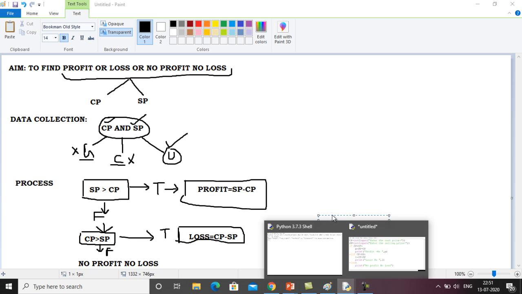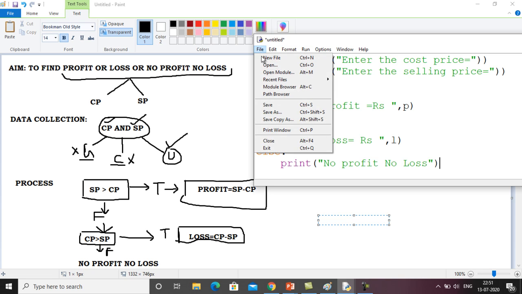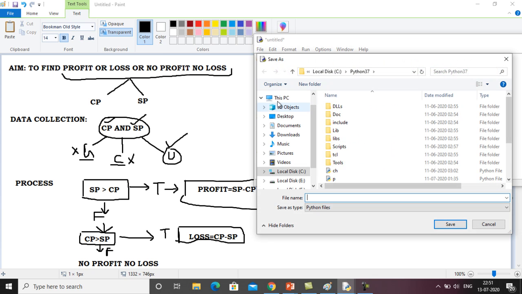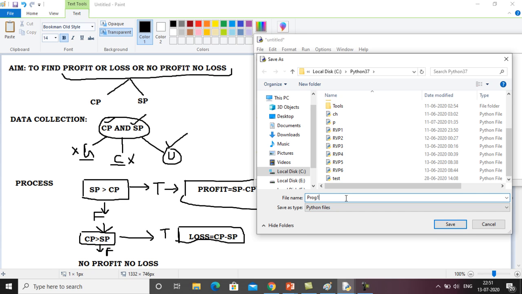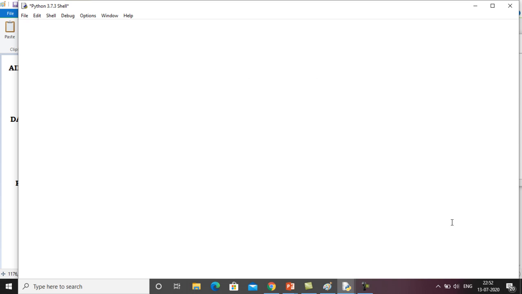So let's run this code. But before running the code, first we have to save it. We click File, Save. Let's save our code as program 1. Now let's run this with F5.